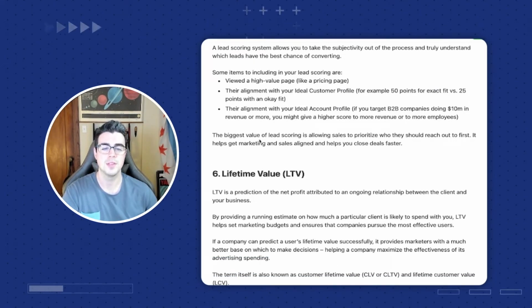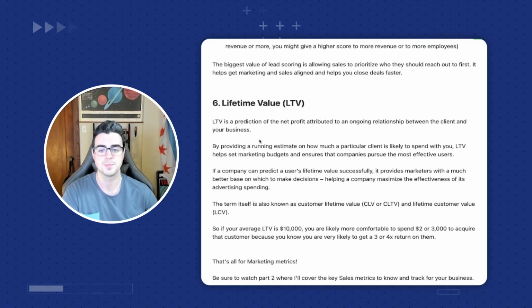The biggest value of lead scoring is allowing sales to prioritize who they should reach out to first. It helps get marketing and sales aligned, and it helps you close deals much faster.